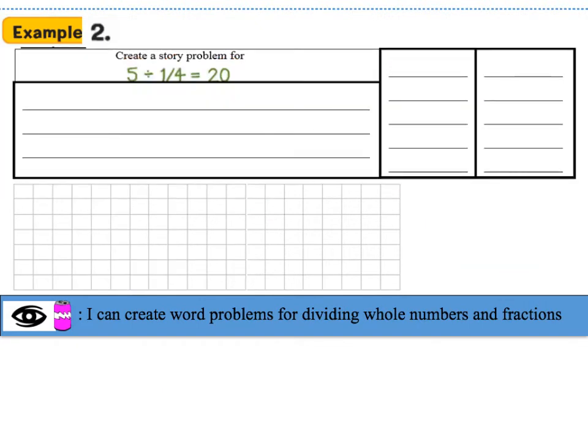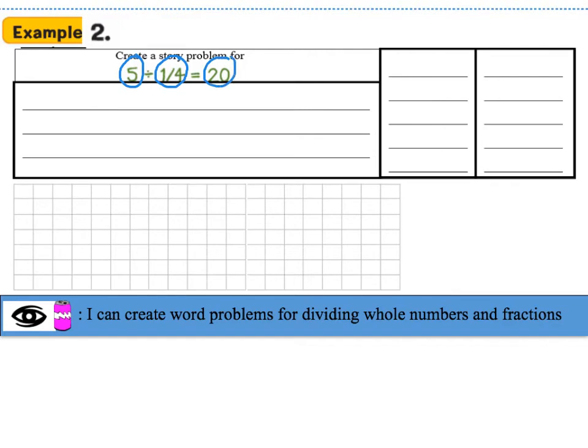Alright, example 2, let's create a word problem for 5 divided by 1/4, which is equal to 20. So our 5 we know is our dividend, or our total amount, and we're dividing it by our divisor, which is 1/4, and our quotient is 20. So let's create a problem here.